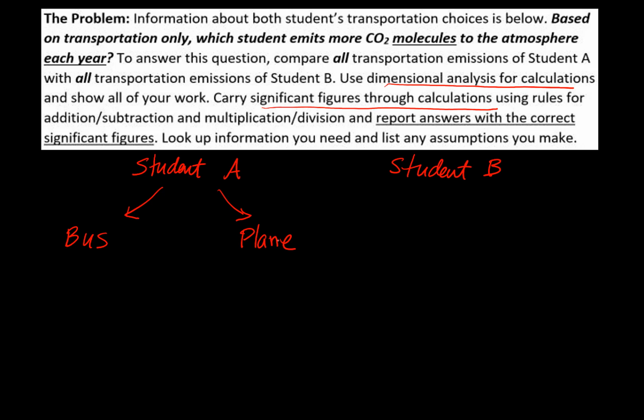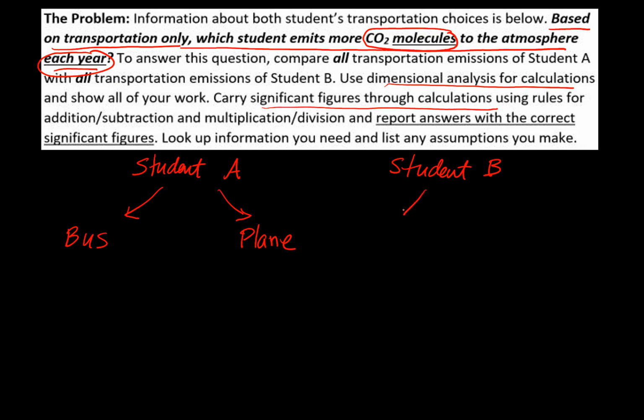And for both of those, if we go back to the question at the top of this slide, what we're trying to find is the number of CO2 molecules emitted by this bus transportation of student A each year. And then you're doing the same thing, finding the number of CO2 molecules emitted per year when this student uses a plane to visit her family.